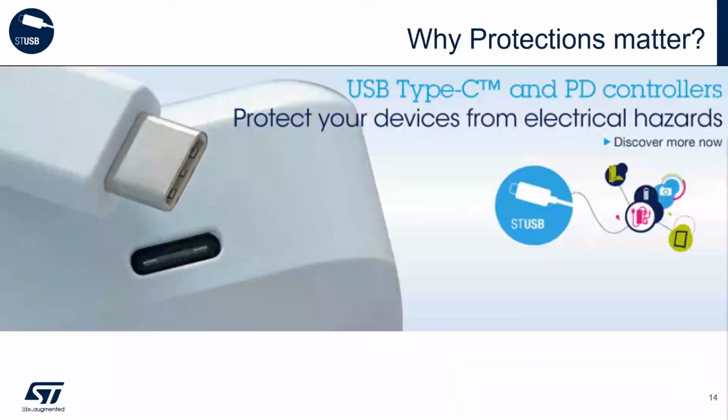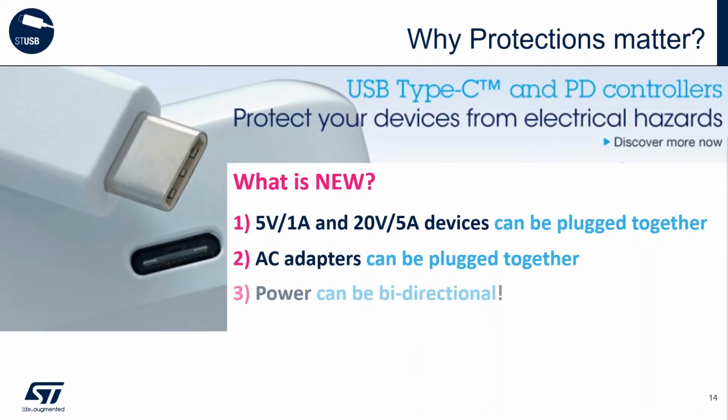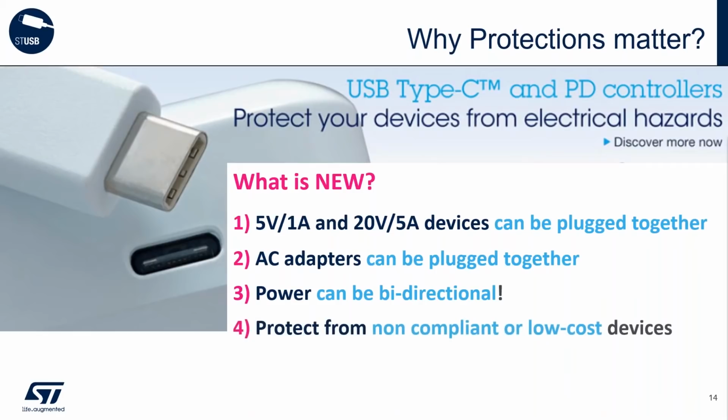So why is it a bit more complex than it looked? Because of several reasons. First, because 5 volt and 20 volt devices can be plugged together mechanically. AC adapters can also be plugged together. The power, as defined by the standard, can be bidirectional, so it can flow in both directions depending on what the controller says. We need to protect from non-compliant or low-cost devices available on the open market, and we need to protect from cable issues.